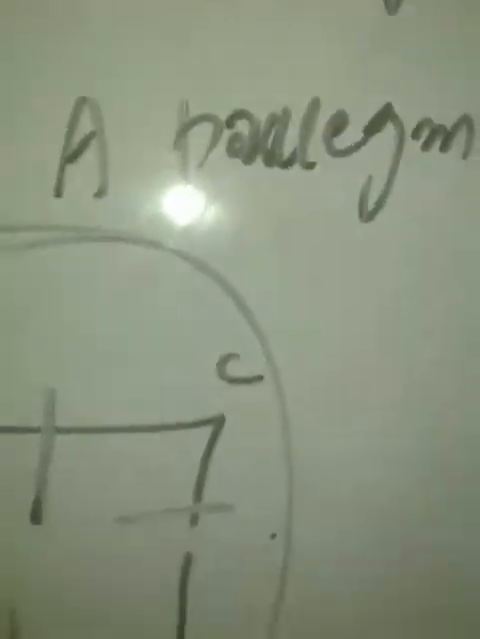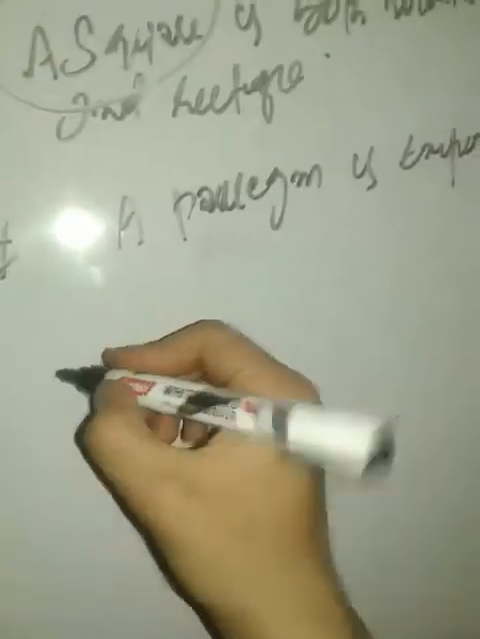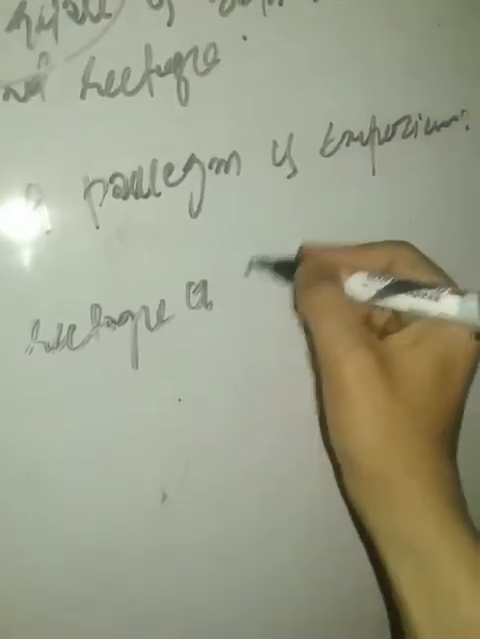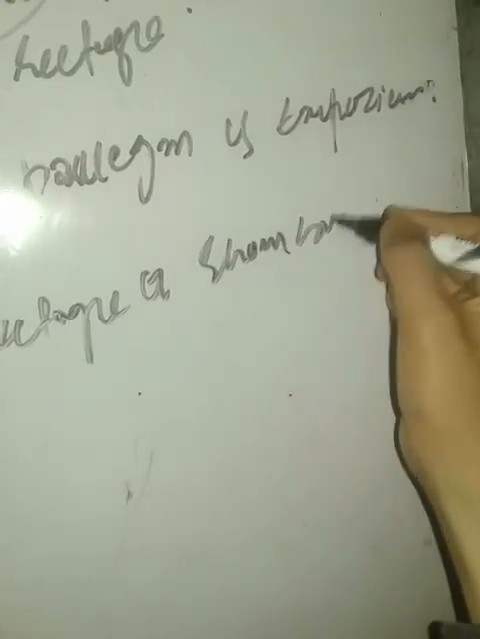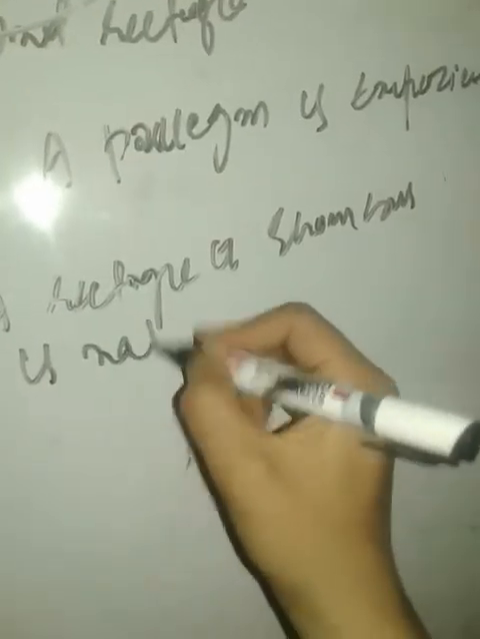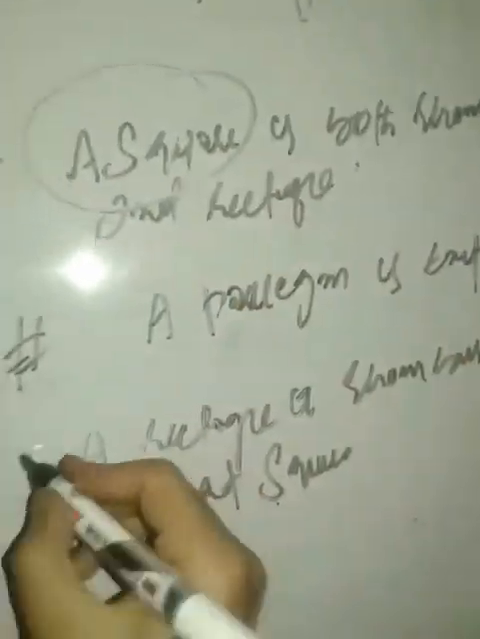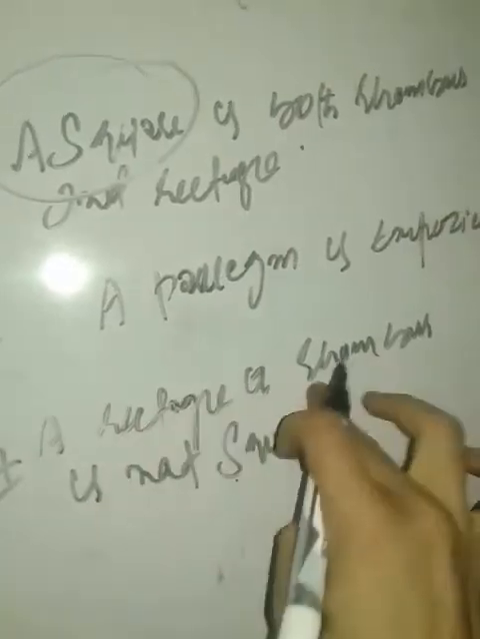A rectangle or a rhombus is not a square. Important thing. What we wrote here, a square is both a rhombus and a rectangle, but conversely they are not true. A rectangle or a rhombus is not a square.